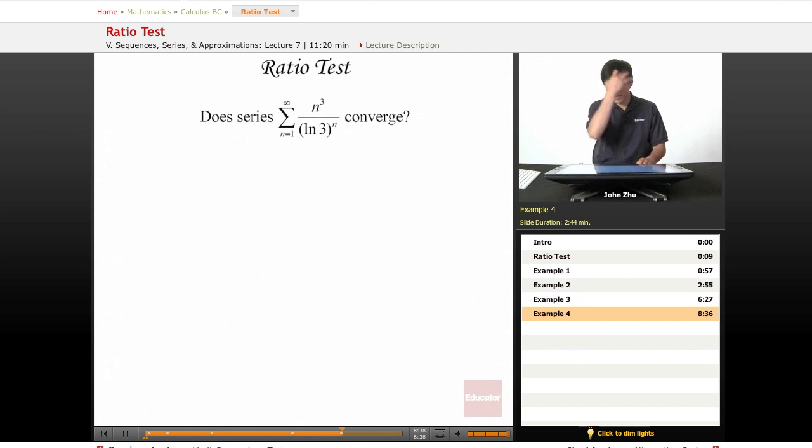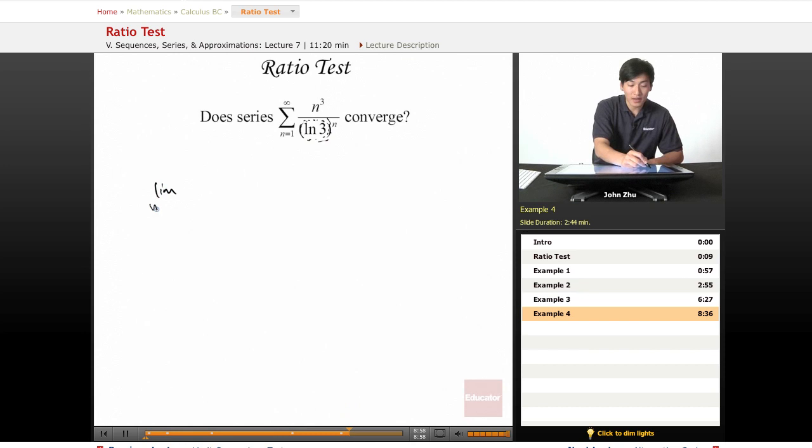Another example here, our final example of the section. We're looking at the series n cubed over natural log of 3 to the n. So right away, let's not be confused by this natural log of 3. It's simply a constant. So let's just treat this like any other constant. So let's apply the ratio test.